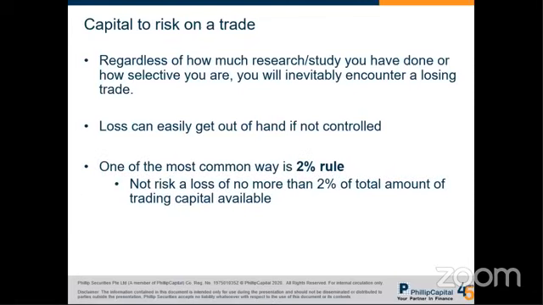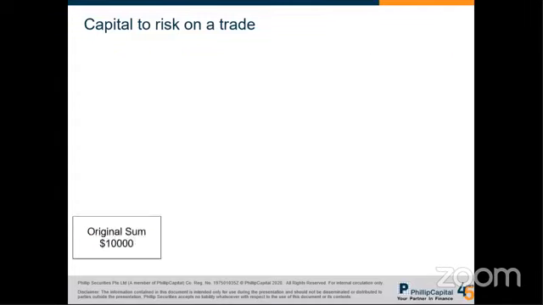One of the most common ways available online is the 2% rule. What people want to do is not risk a loss of more than 2% of the total capital available. This strategy may vary. Some people may use 1%, some people are comfortable with 5%. So you need to determine which one. I would say the most common is 2%.